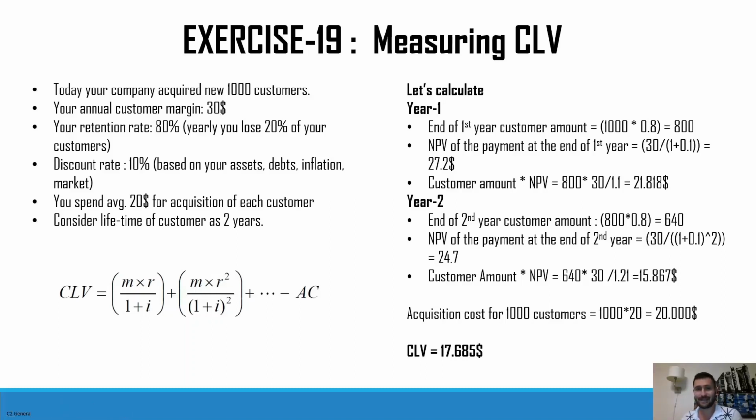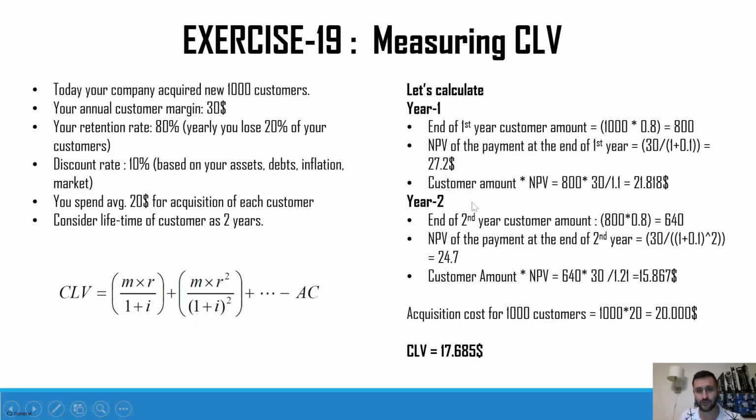What is the equivalent of that money today? You need to divide 30 by 1 plus 0.1, which is the discount rate. So $27.2. Getting this amount today equals getting $30 next year. So the total money you will collect at the end of the first year, considering net present value, is 800 multiplied by 27.2, which is around $21,000.